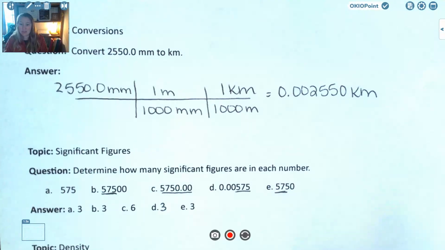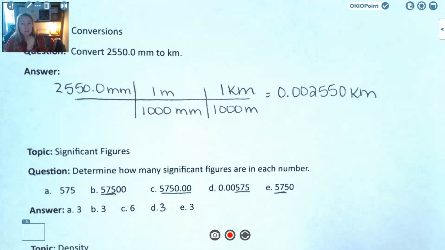Then I get into significant figures, and for these you can give a whole bunch of different numbers and ask them to identify the number of significant figures in each. These should be really quick because we want significant figures to be second nature for our students.